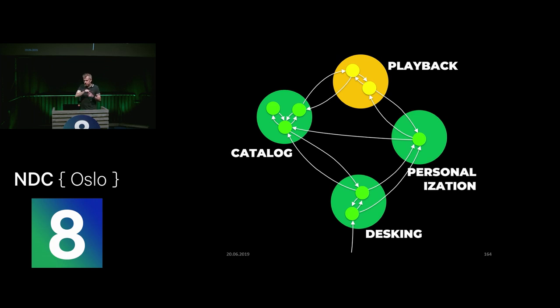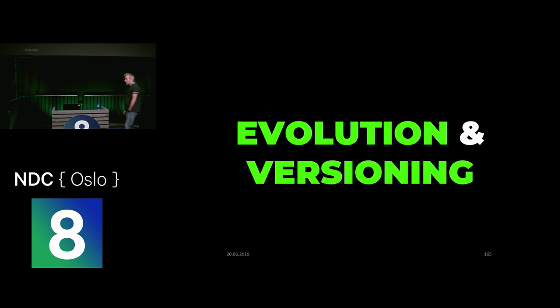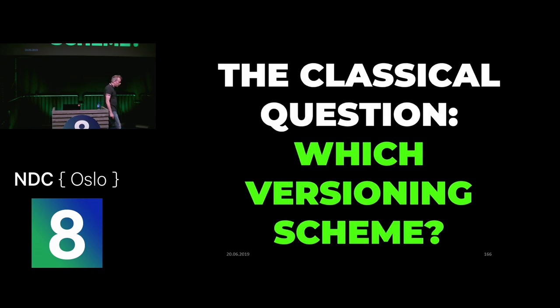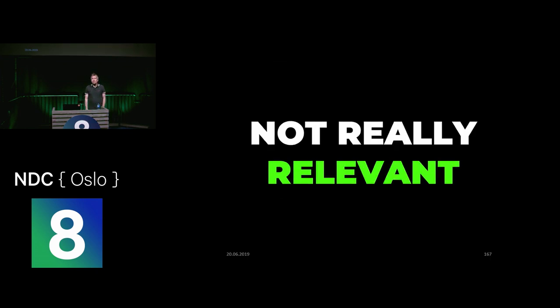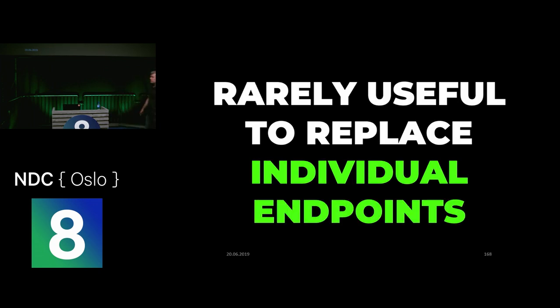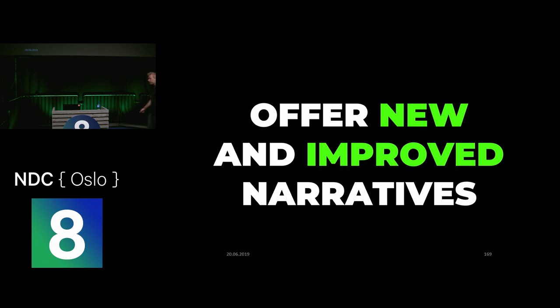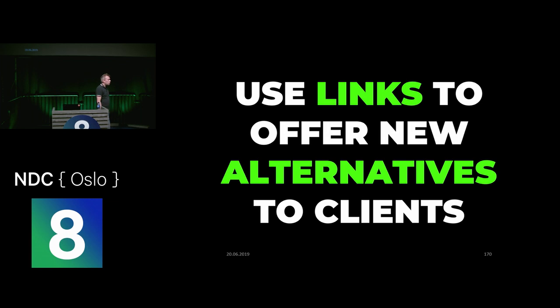Now, this becomes relevant for evolution. When we talk about how to evolve a service, we often concern ourselves with versioning of APIs. How do I version this API? And a classical question to ask is what kind of versioning scheme should I use? Should I be versioning in the URL, or should I be using content negotiation, or what kind of approach should I use? Our experience has been that it's less relevant than you might think, because we don't so often need to replace one single resource with another, one by one. What we'd like to do instead is to offer a new and improved kind of narrative. So we don't replace at the individual resource level, more at the context level. And then we could use links to offer these new alternatives to clients.